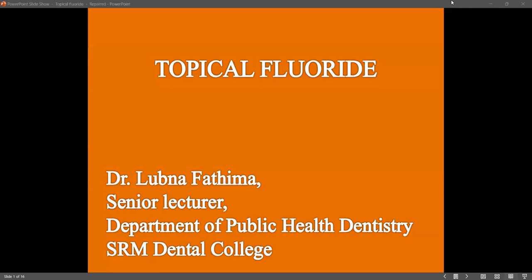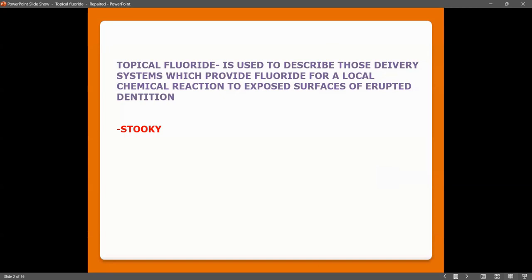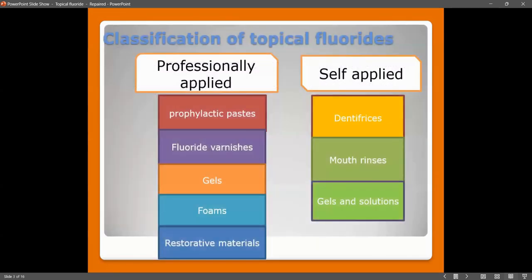So, remember, first, who gave the definition of topical fluoride? The definition of topical fluoride was given by Stuckey. Now, basically, what is topical fluoride? Topical fluoride is nothing but a dose delivery system which provides fluoride for a local chemical reaction to the exposed surface of erupted dentition. So, remember the definition was given by Stuckey. Basically, topical fluoride is nothing but you apply fluoride topically.